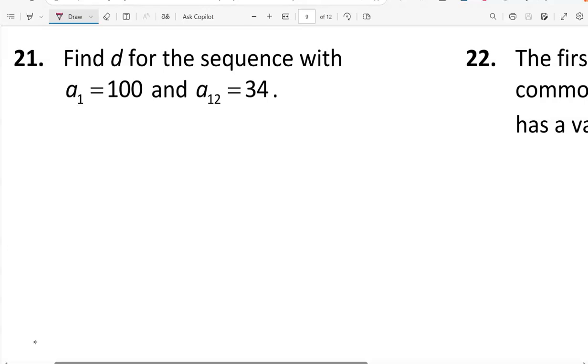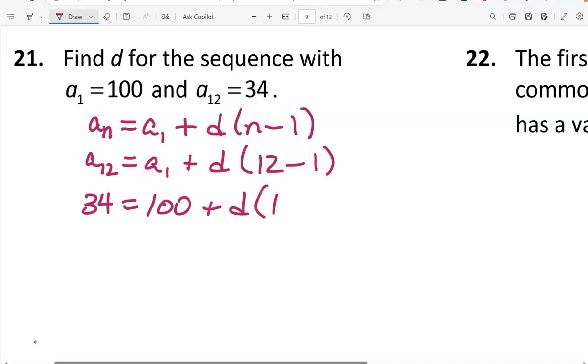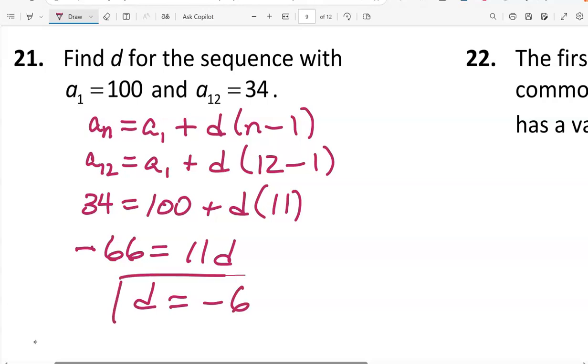In 21, we're finding the common difference for the sequence where the first term is 100 and the 12th term is 34. So I'm going to use my formula for the nth term of an arithmetic sequence. A sub n is equal to a sub 1 plus d times n minus 1. Since we're given a sub 12, that implies that n must be equal to 12. So I'm going to replace all my n's with 12. A sub 12 is the 12th term, and that's equal to 34. A sub 1 is the first term, and that's 100. We don't know the common difference, but we do know that 12 minus 1 is 11. So 34 is equal to 100 plus d times 11. Subtracting 100, that gives us negative 66 is equal to 11 times d. So d is equal to negative 6.